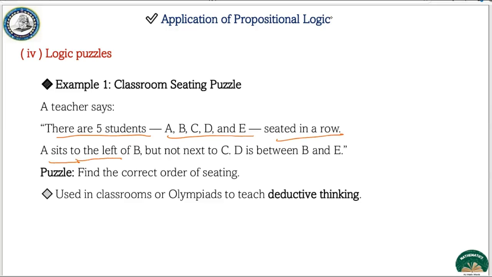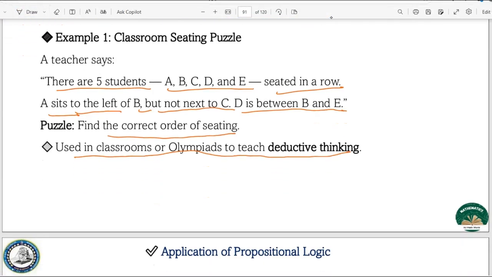A sits to the left of B, but not next to C. D is between B and E. Find the correct order of sitting. This is used in the classroom or Olympiad to teach deductive thinking. So this is how they will be solving the problems by using logical puzzles. This is how they create the problems.